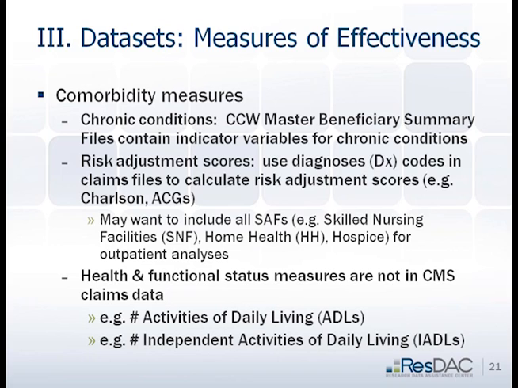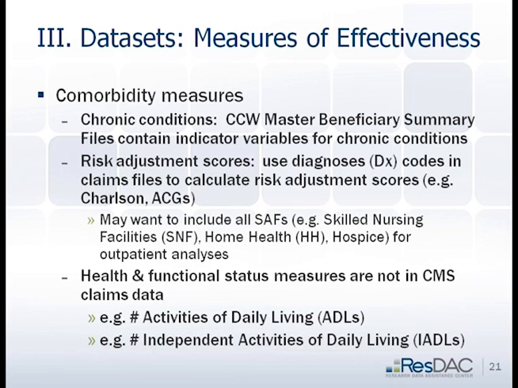So a list of chronic conditions is available in the master beneficiary summary files. There are indicator variables for these chronic conditions, so if you request that file, you can merge that in. You can also calculate risk adjustment scores using Medicare claims data, for example, the Charlson or the ACGs, and that requires you just writing code in a program to identify the diagnoses codes, and then you can still go after what chronic conditions these folks have.